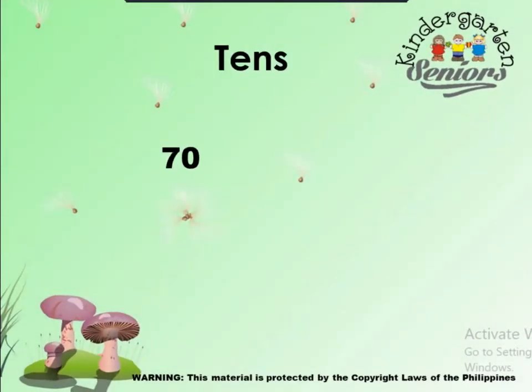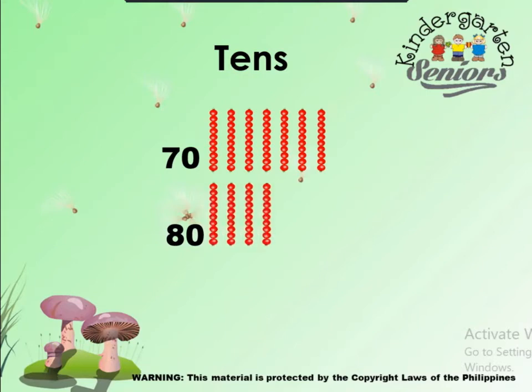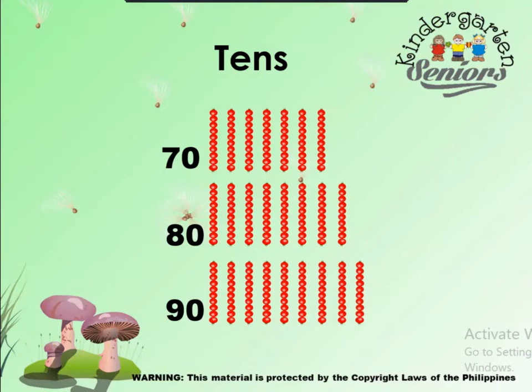Next group of tens, 70. Let us count again by tens. That's 10, 20, 30, 40, 50, 60, 70. Then we have 80. 10, 20, 30, 40, 50, 60, 70, 80. Then we have 90. All right. So our tens are 10, 20, 30, 40, 50, 60, 70, 80, 90.